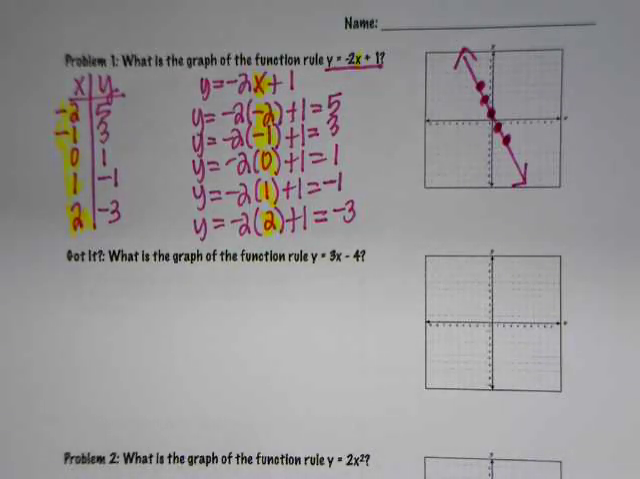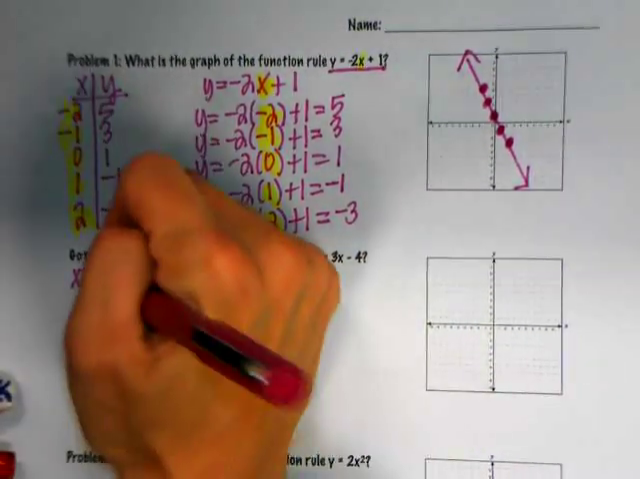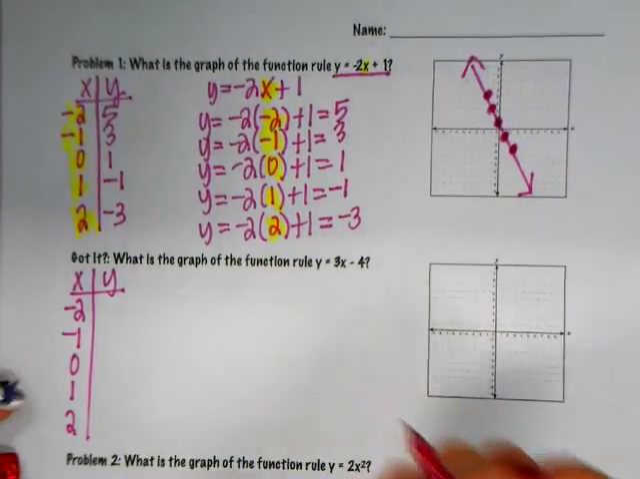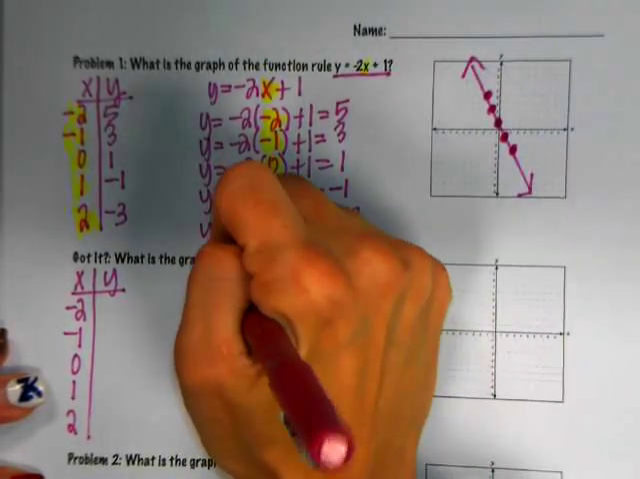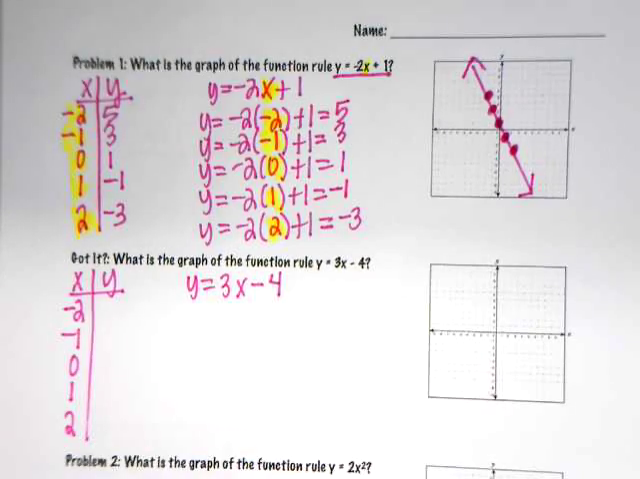Make sense? So you guys are going to do this next one. We're going to use the same x's, and your rule is y equals 3x minus 4. So go and plug it into that one now.